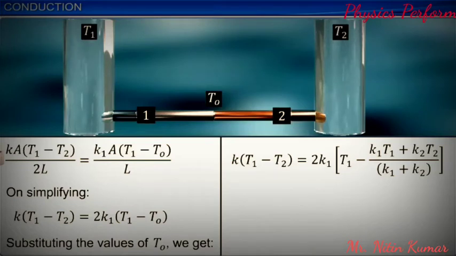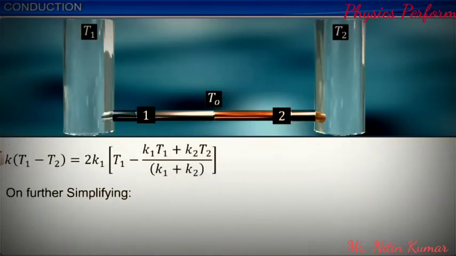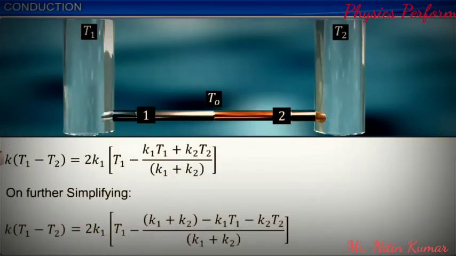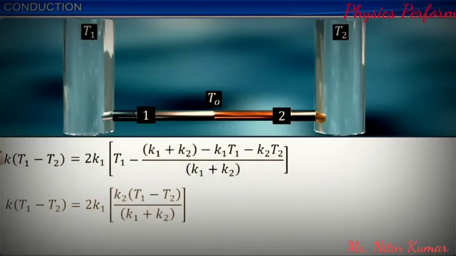On further simplifying, we get K into (T1 minus T2) is equal to 2K1 K2 into (T1 minus T2) by (K1 plus K2).